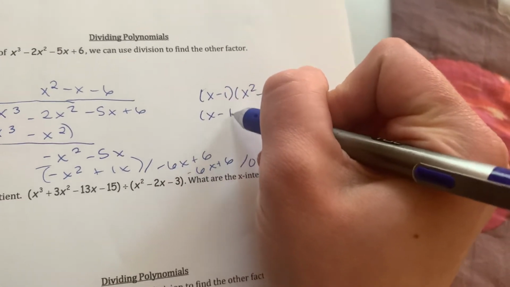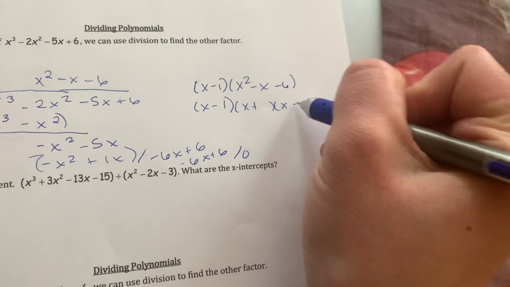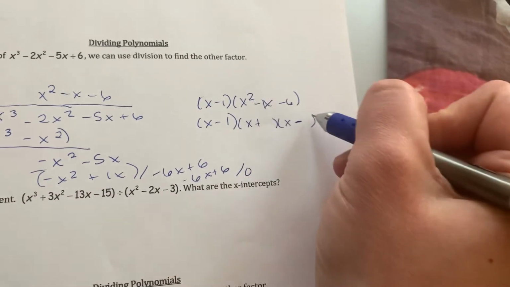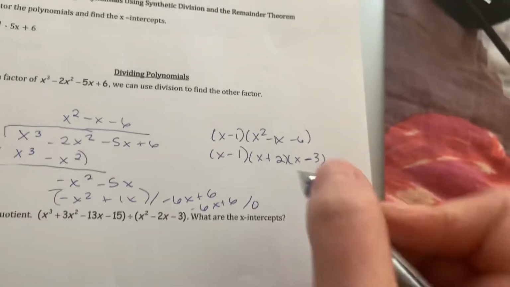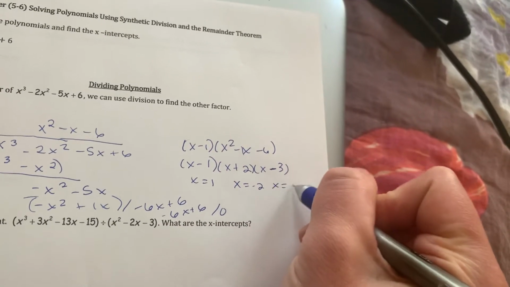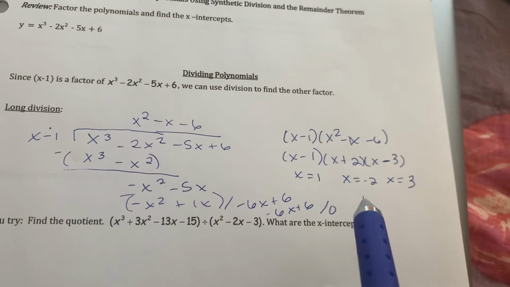Can we keep breaking it down? If we can't, you'd have to use the quadratic formula. One's going to be positive, one's going to be negative. The bigger one's going to be negative. It's going to be negative 3 and 2. So your answers are 1, negative 2, and 3. So you could use long division to find your answer.